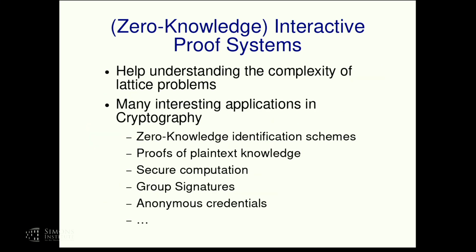So what I want to talk about is proof systems for lattice problems. And this is interesting for various reasons. One, historically, proof systems have been useful to understand the complexity of computational problems in general. They played an important role in the development of computational complexity. And they also have many direct applications in cryptography, especially zero-knowledge proof systems. For example, they can be used to design identification schemes. They can be used for proofs of plaintext knowledge, when you want to convince somebody that you know how to decrypt a message, but without giving out the decryption. And they can be used in secure computation, group signatures, anonymous credential systems, and many more.